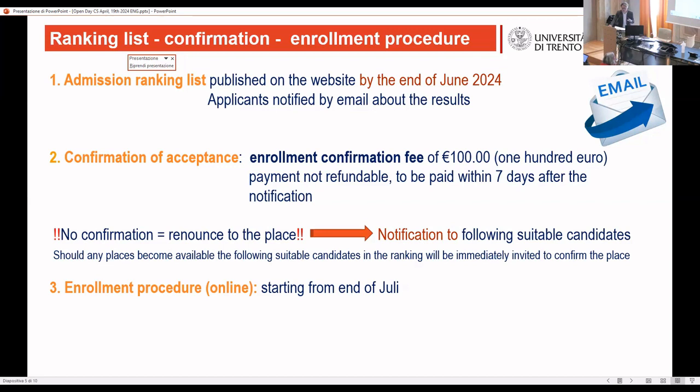Admitted students, starting with the candidates in first place, will be required to confirm their place within a week at the latest and pay a confirmation fee of 100 euros. If admitted students don't confirm the place, they will be considered as renouncing it, and we will scroll down the ranking list and notify the other eligible students following the ranking list. The enrollment procedure usually starts at the end of July.